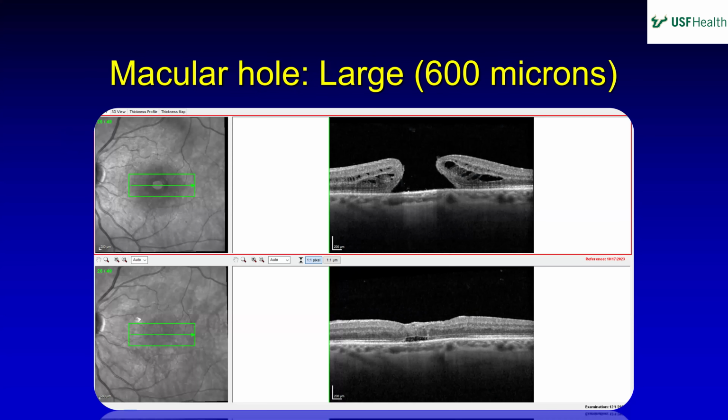And then there are variations of macular holes. So this was a 600 micron macular hole, measured at the closest point. And I did this one with a flap.